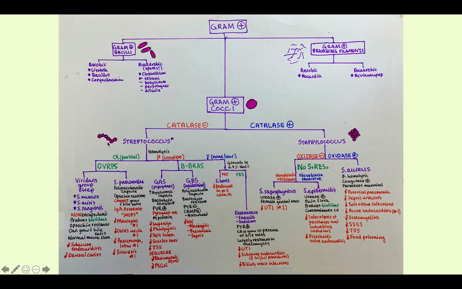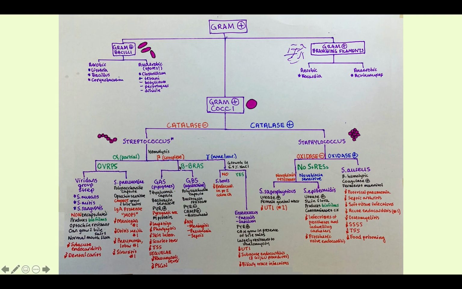They form chains. Once you know you're dealing with strep, you're going to plate it on sheep blood agar and determine its hemolysis pattern. If it's partial hemolysis, which will give you a green sheen to it, you know you're dealing with alpha hemolytic strep. That can be Viridans group or strep pneumo. I did videos on that too. You can go back and watch that.